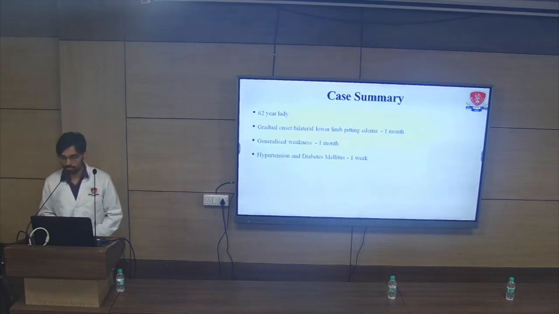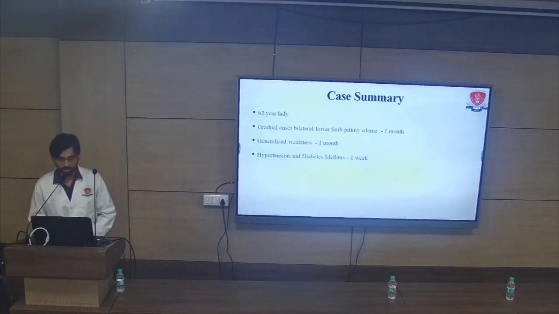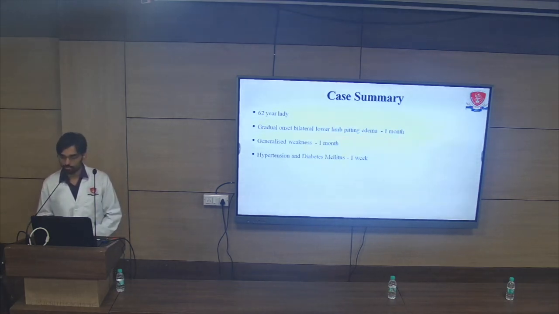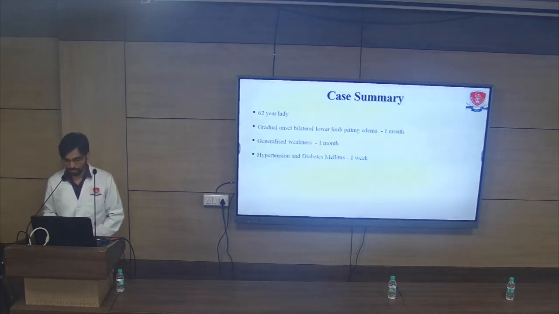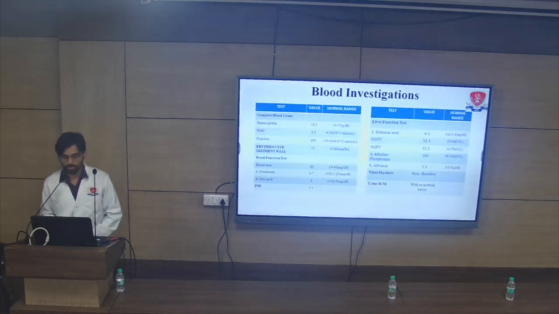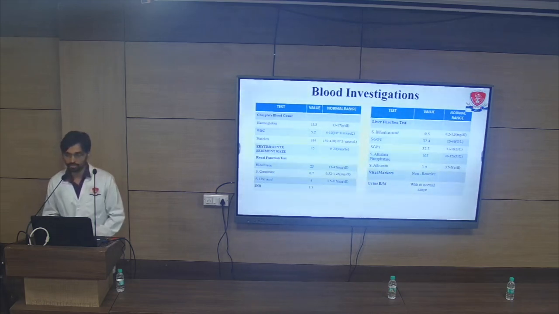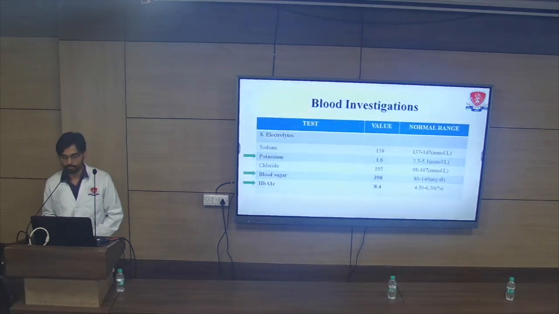To summarize history and clinical examination, our 62-year-old lady with gradual onset bilateral lower limb swelling along with generalized weakness for 1 month duration, and diagnosed case of hypertension and diabetes mellitus for 1 week. So we would like to evaluate this patient further. For this, we have requested a battery of investigations in which complete blood count, liver function test, renal function test, INR, urine routine microscopy, and viral markers all were within normal limits.